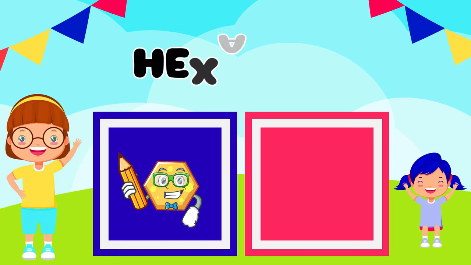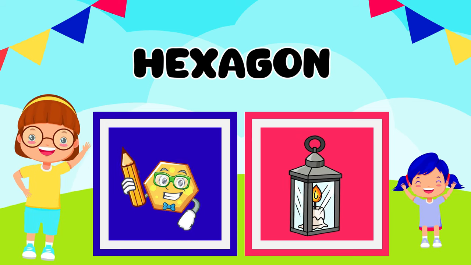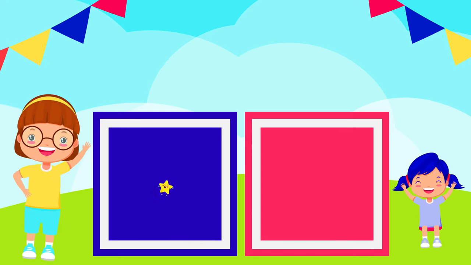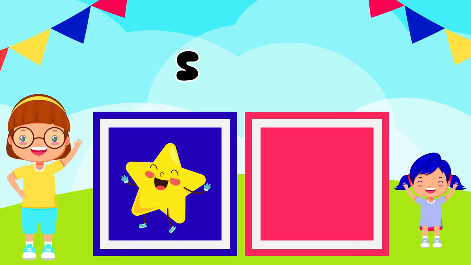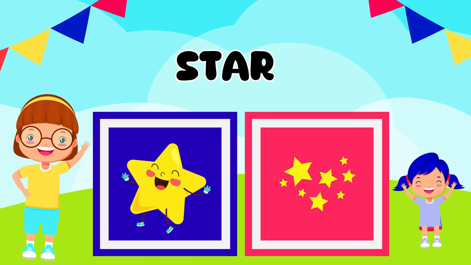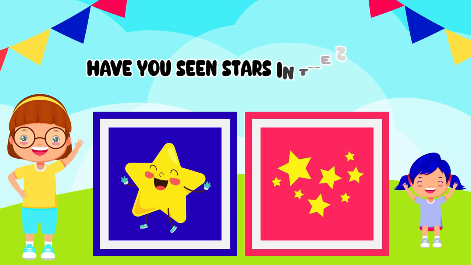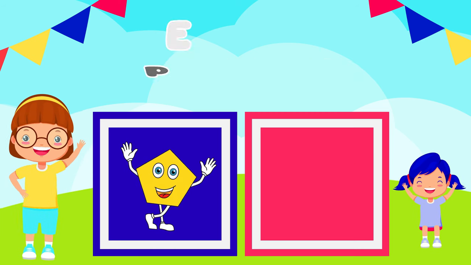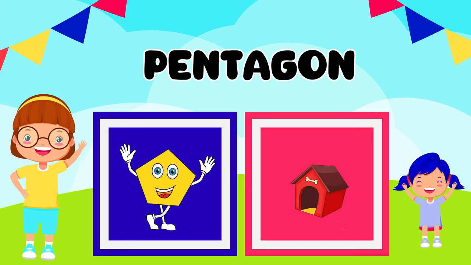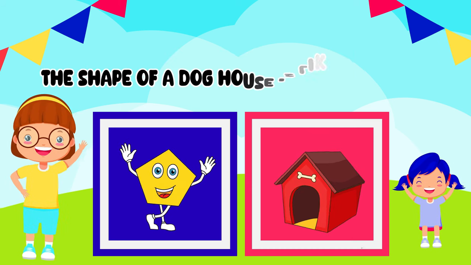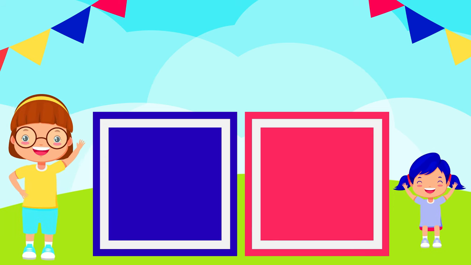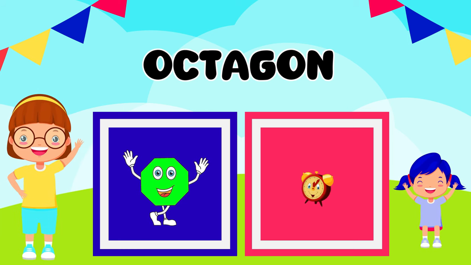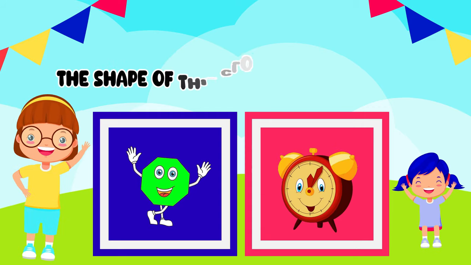Hexagon. Hexagon. The shape of a nut is like a hexagon. Star. Star. It's a star. Have you seen stars in the sky? Pentagon. Pentagon. The shape of a doghouse is like a pentagon. Octagon. Octagon. The shape of this clock is like an octagon.